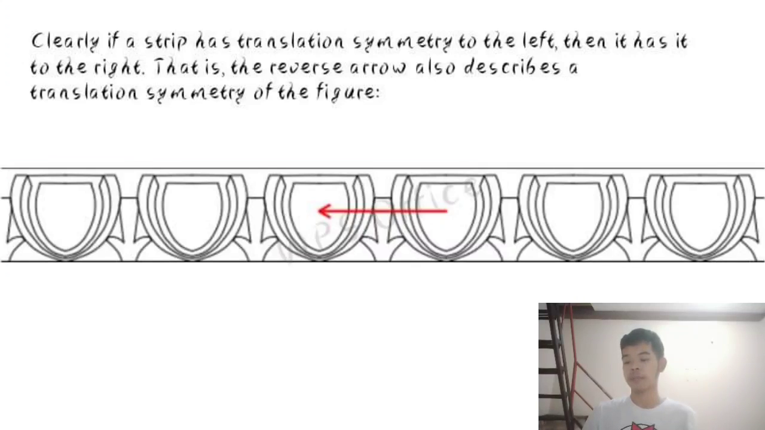In summary, displaying one minimum length arrow indicates an entire family of translation symmetries, all of which point in one direction or its reverse. We say that this collection of symmetries is a direction of translation symmetry. So if the arrow was going to the left, it is called a direction of translation symmetry.